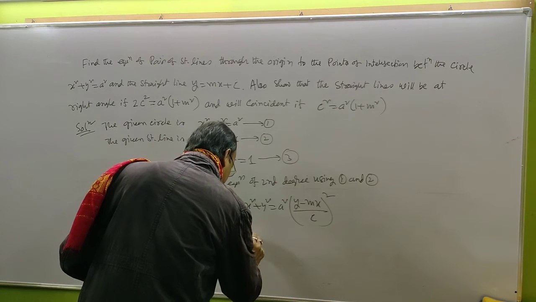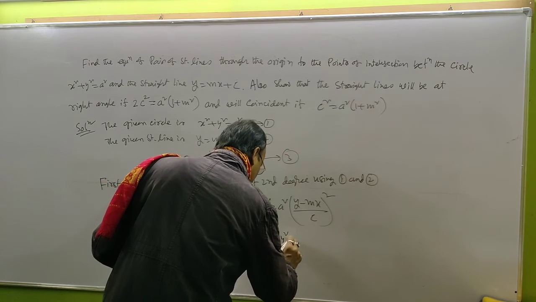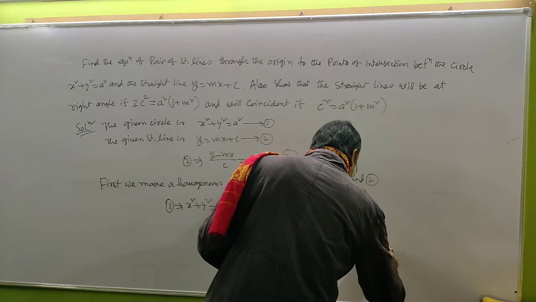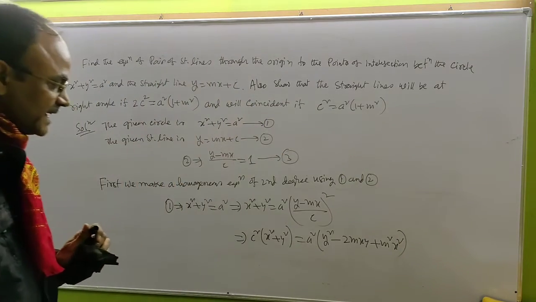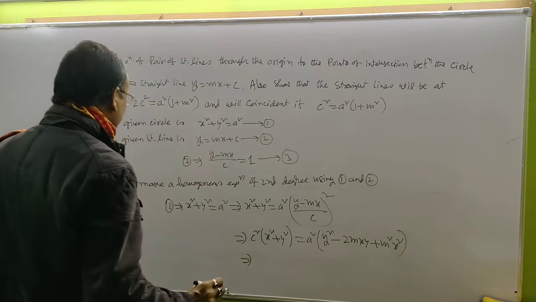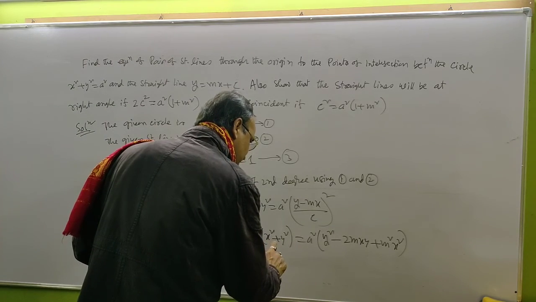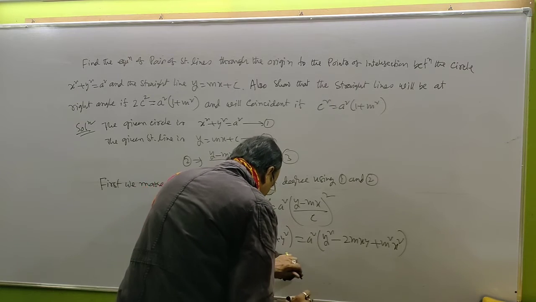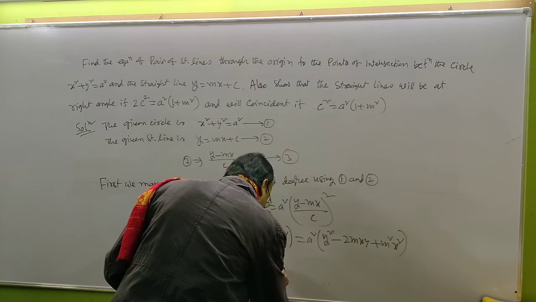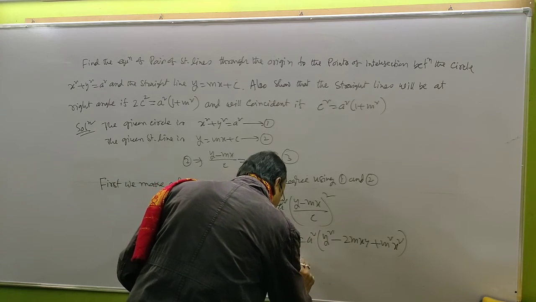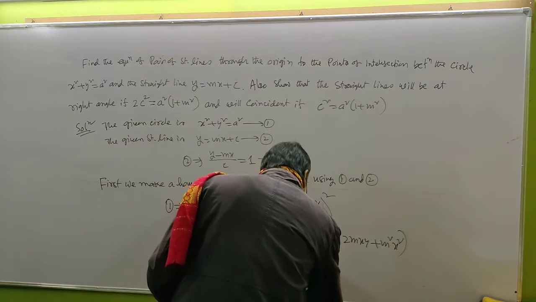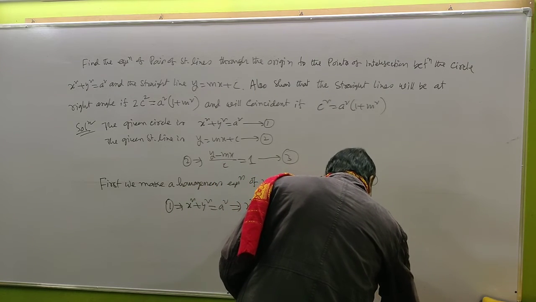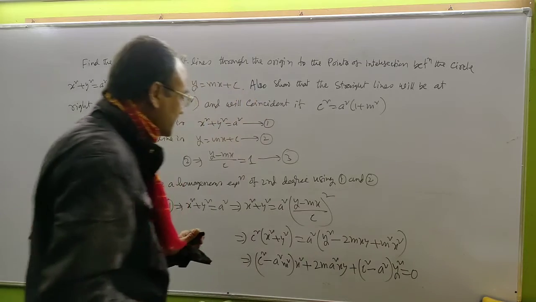This means c square into (x square plus y square) is equal to a square into (y square minus twice mxy plus m square x square). This means (c square minus a square m square) into x square plus twice m a square xy plus (c square minus a square) into y square equal to 0.